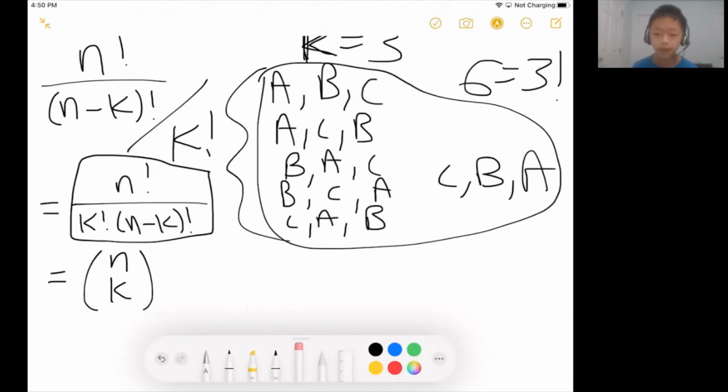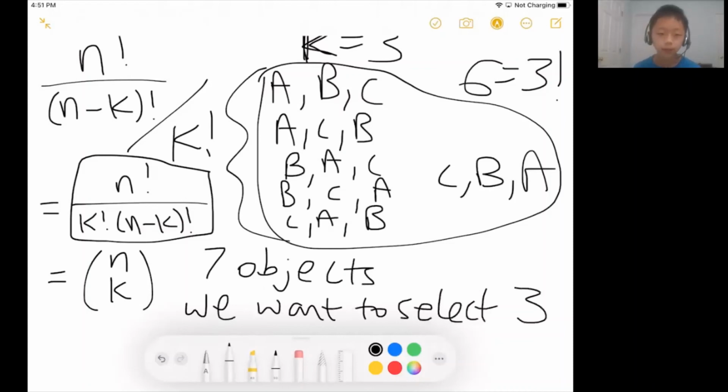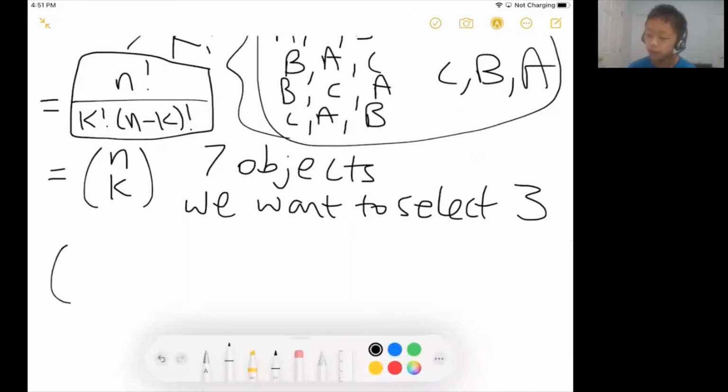So just to give a concrete example, let's say you had 7 objects. We want to select 3, without regard to order. Let's say we had 7 objects in a bag, and we just want to take 3 of those objects from the bag. We're not going to do anything with them. We just want to see how many ways there are to take the 3 objects. So we can use the formula we just derived. This would represent 7 choose 3 using the notation we just talked about, right? 7 objects, want to choose 3.